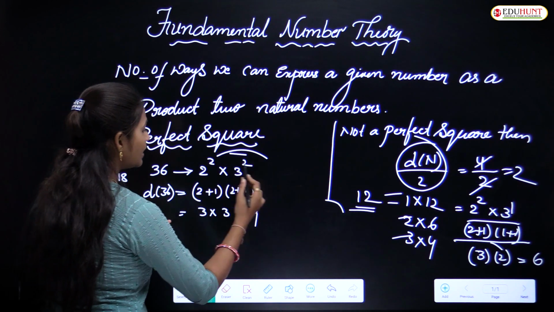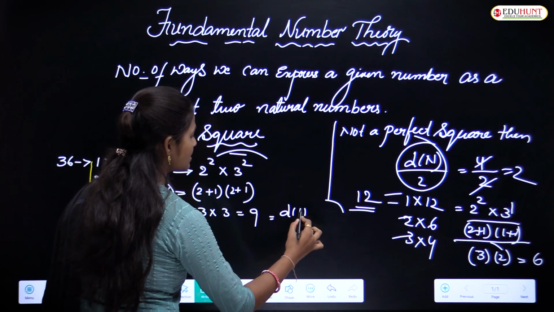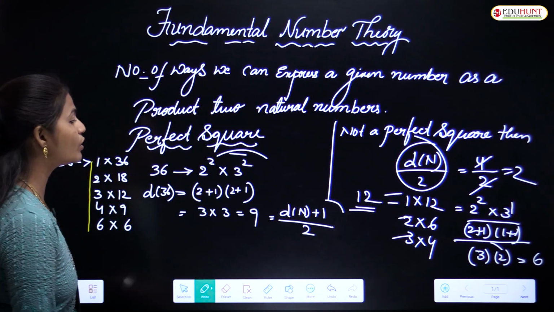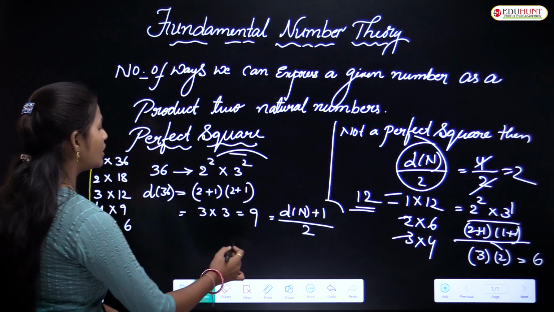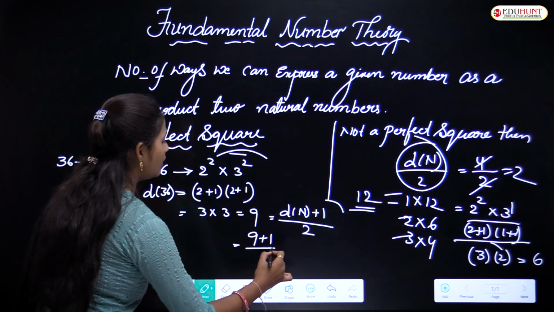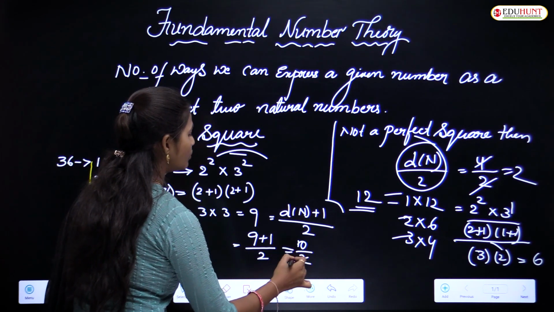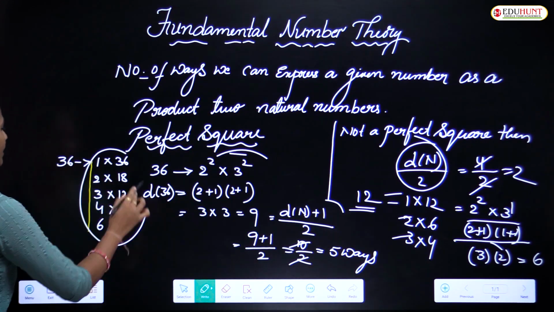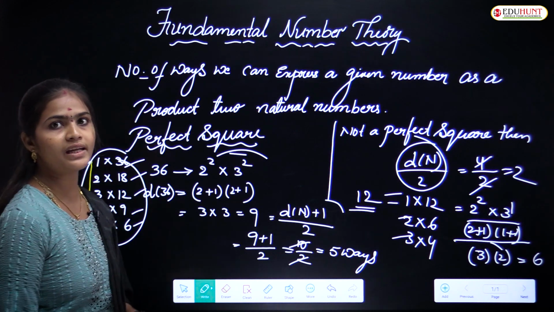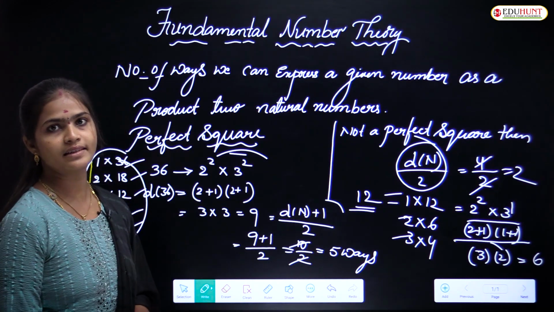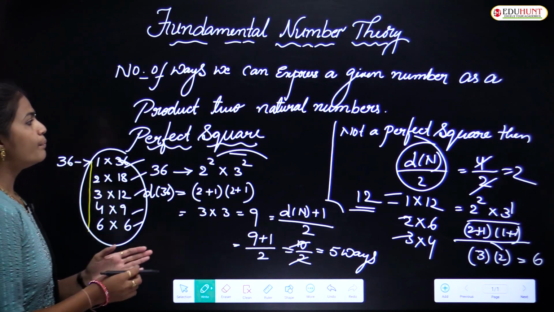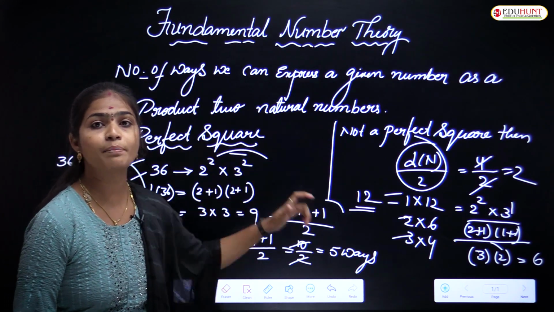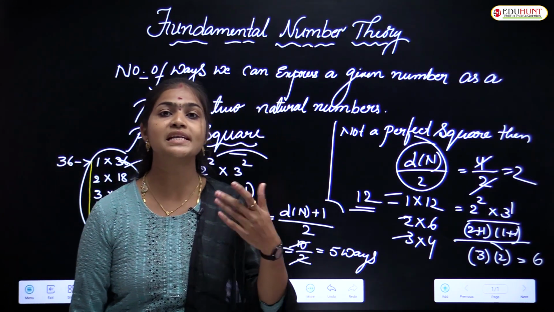So how do we know that? Take the number of divisors plus 1, whole by 2. If the given number is a perfect square, then the formula is d of n plus 1 by 2. So d of n is 9, plus 1 is 10, by 2, so we have 5 ways. In 5 ways we can express the given number: 1, 2, 3, 4, 5. It is satisfying, no? That's it. Is it clear? So in this way, if it is not a perfect square, the number of divisors by 2, and if it is a perfect square, then the number of divisors plus 1 by 2.